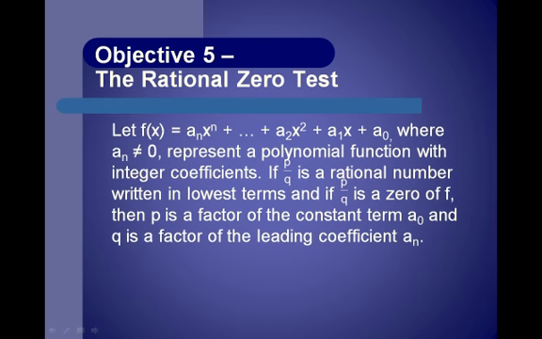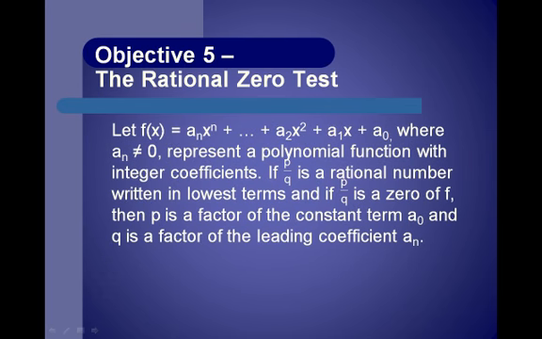Let f of x be the function a sub n x to the n plus a sub 2 x squared plus a sub 1 x plus a sub 0, which is the same one we've always had, where a sub n is not 0. Represent a polynomial function with integer coefficients. If p over q is a rational number written in lowest terms, and if p over q is a 0 of the function f, then p is a factor of the constant term a sub 0, and q is a factor of the leading coefficient a sub n.